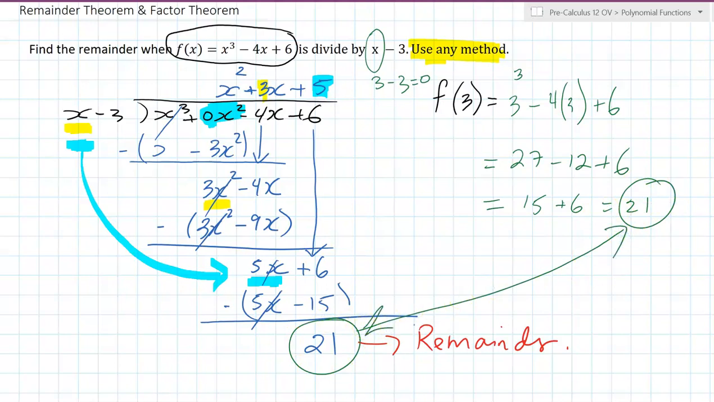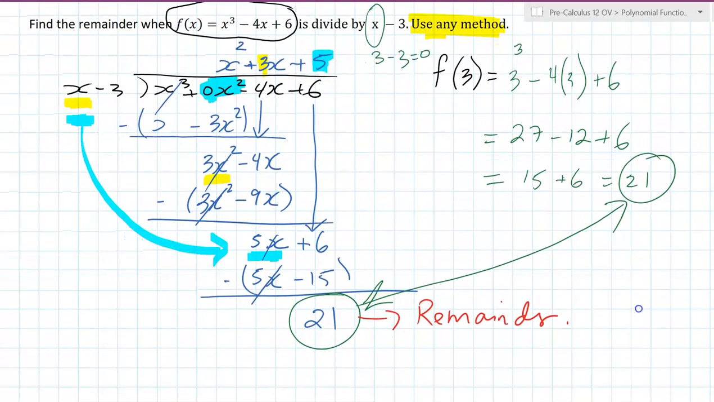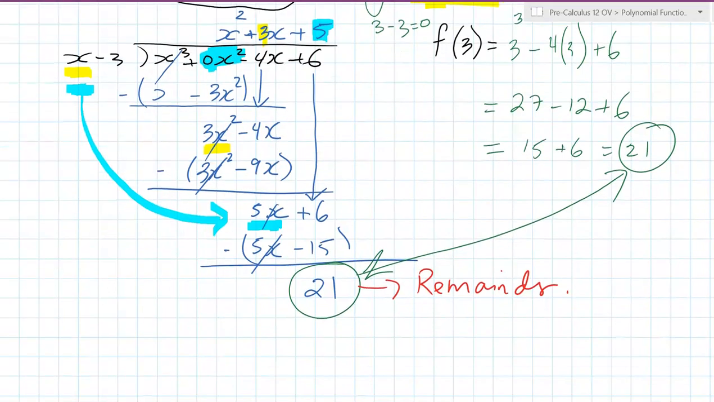So we could go through the long division to get the remainder, or we can use this pattern that if we have x minus a, or x minus 3 in this case, for whatever value of x makes that divisor equal to 0, we take that value, plug it into the original polynomial function, and then do the math. We're going to get the remainder immediately, and we don't need to go through the long division.